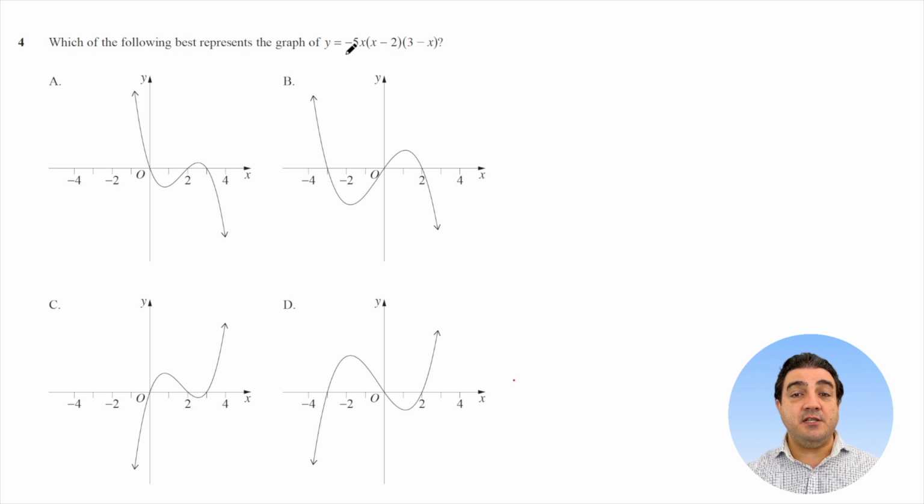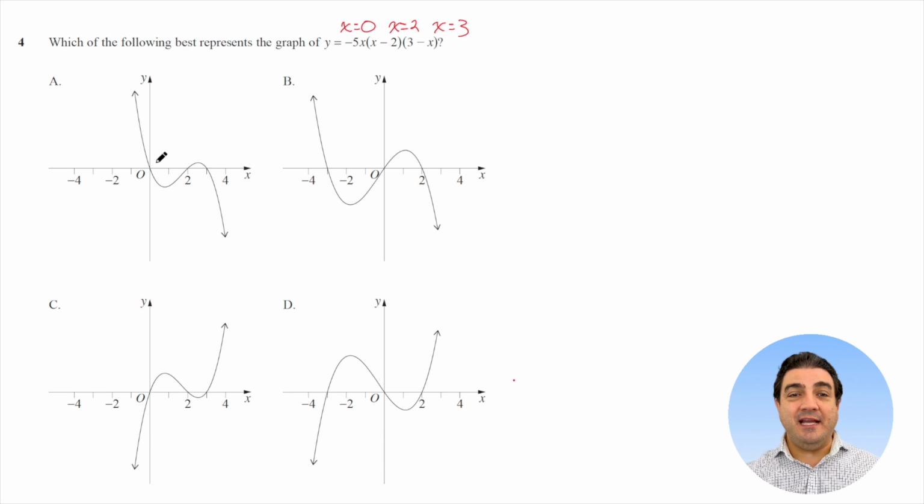So here we have a 0 at x = 0, because -5x is 0 when x is equal to 0. We have a 0 at x = 2, because 2 - 2 is equal to 0. And we have a 0 at x = 3, because 3 - 3 is equal to 0. So let's check with our graphs.